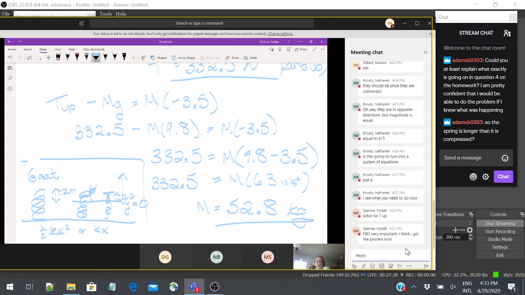Okay. All right. So Michael says free body diagrams are very important. I think I get the process now. Good. I'm glad that makes sense.